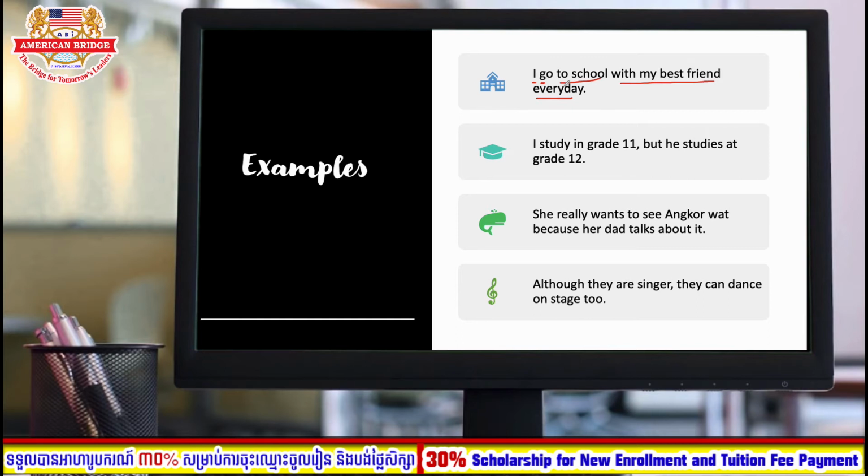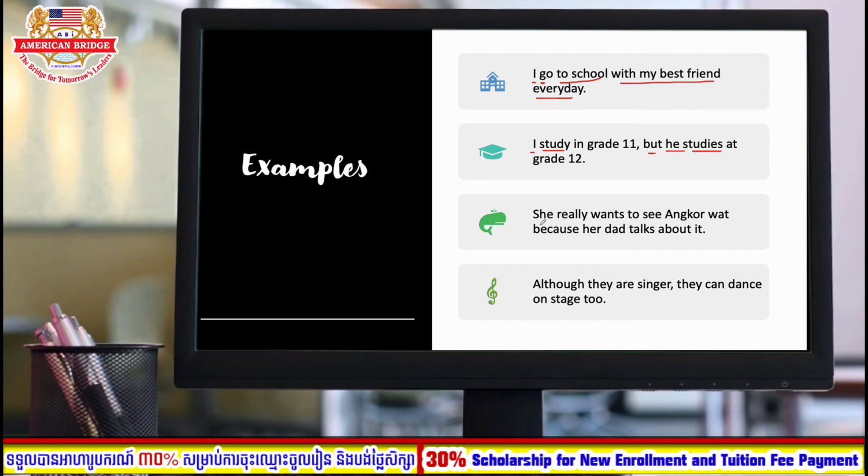If you look at the second example: I study in grade 11, but he studies in grade 12. This means we have two independent clauses, I study and he studies. They are linked together with the word but, which means these independent clauses have contrasting meanings. They contrast with each other.